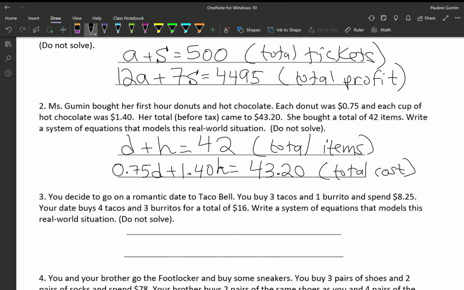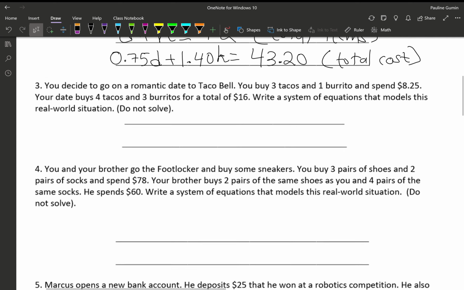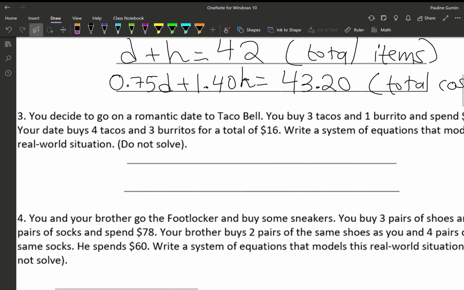Wonderful. Number three, you decide to go on a romantic date to Taco Bell. You buy 3 tacos and 1 burrito. You spend $8.25. Your date buys 4 tacos, 3 burritos for 16 bucks. Let's write a system. Okay, so the two things in this problem are you and your date.